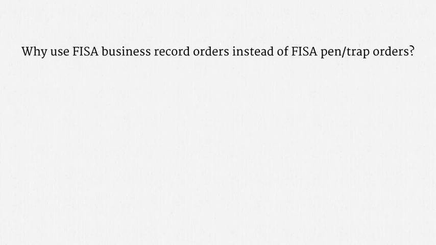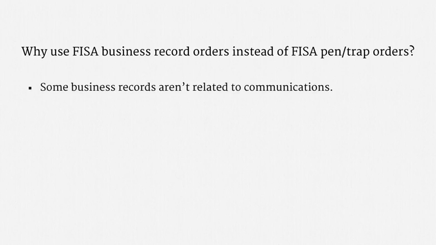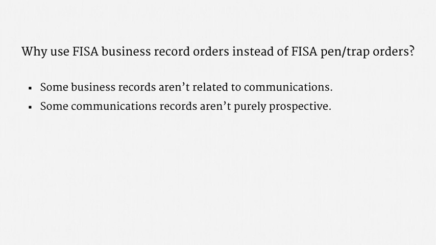You might be wondering, why would the NSA use FISA business record orders for some bulk surveillance programs, but FISA pen trap orders for another program? One reason is that some business records just aren't related to communications. The CIA's financial records program, for instance, simply couldn't qualify as a pen trap. Another reason is that some communications records aren't purely prospective. Think about phone records, for example. Telecoms are already planning to keep those records on file for a period, so there is a retrospective-ish quality to getting those records from telecoms.